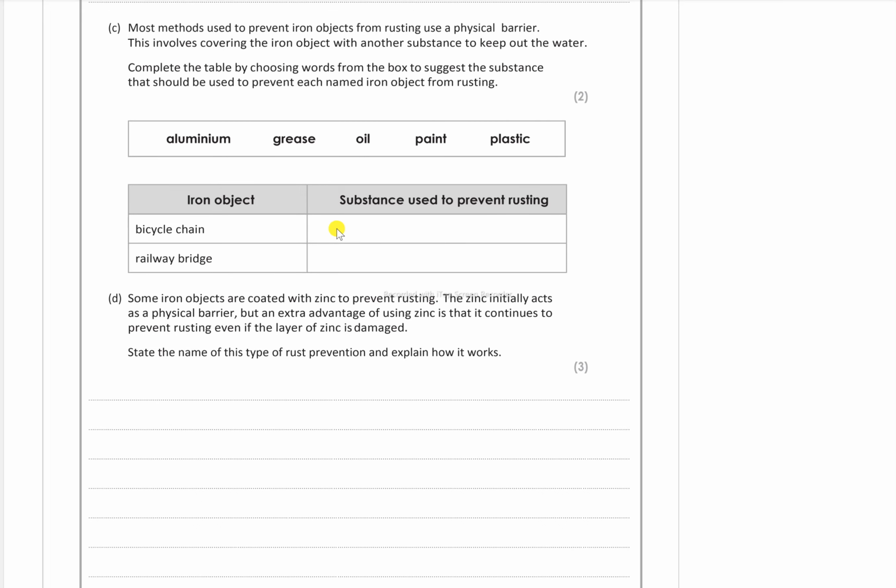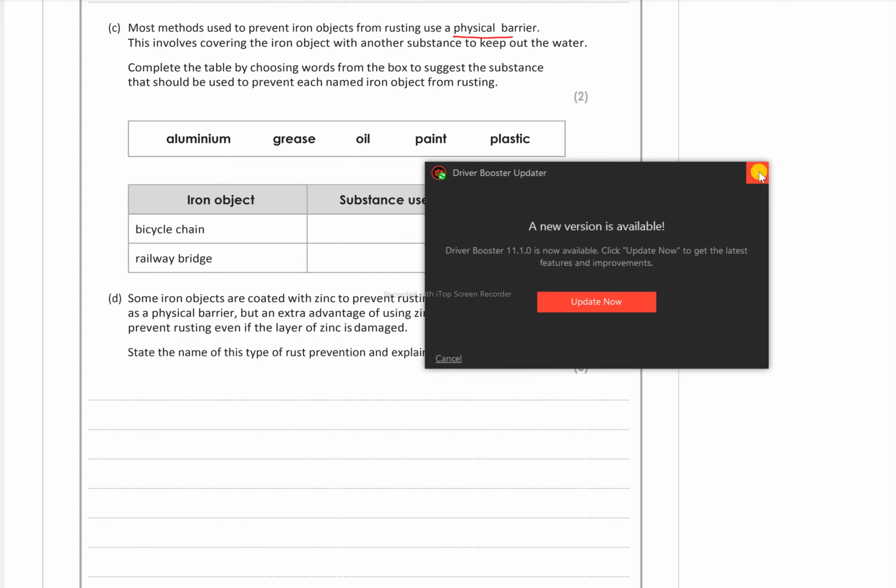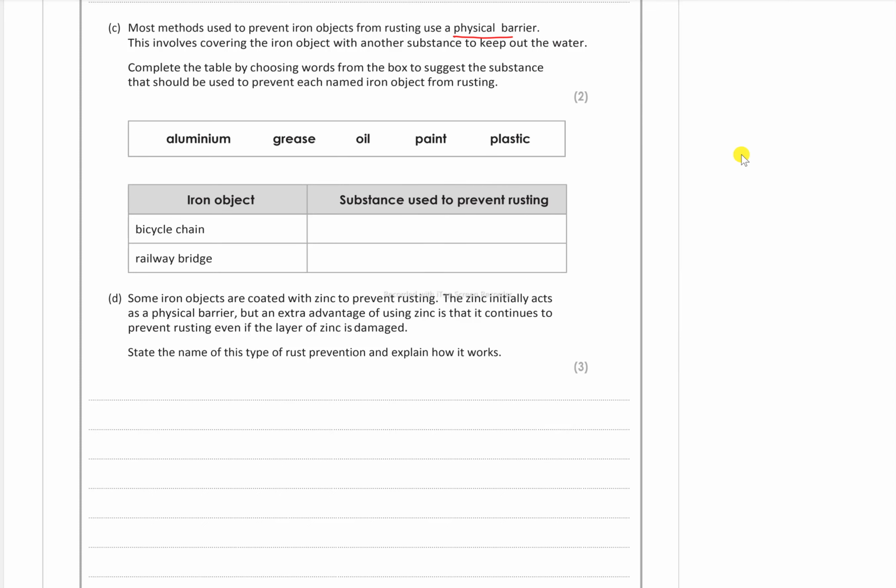Right? Most methods to prevent rusting, they use a physical barrier. This keeps out water. Complete the table, right? A bicycle chain, I would use oil or grease. A railway bridge, I would paint it. That's the cheapest way.